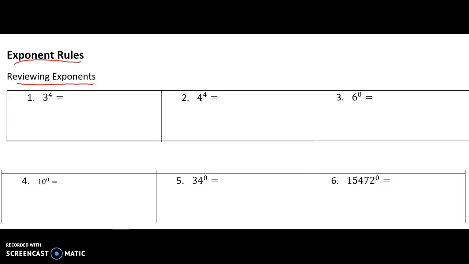3 to the 4th power. 3 to the 4th power means that we have 3 4 times. We have 3 times 3 times 3 times 3. That's what the 3 to the 4th power tells us. And I'm going to do this math real quick in my head just because I enjoy math. So that's going to be 9 times 9, which is 81. So our answer, and answer number 1, is 81.